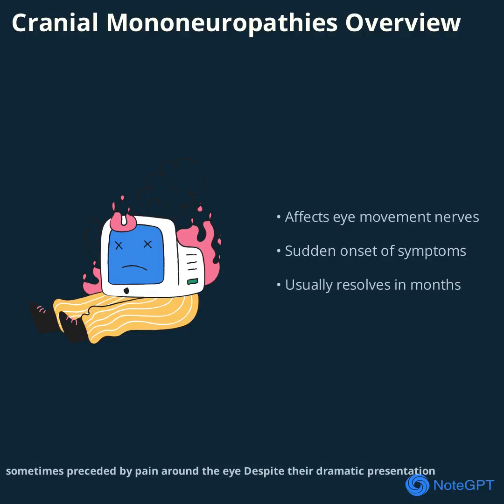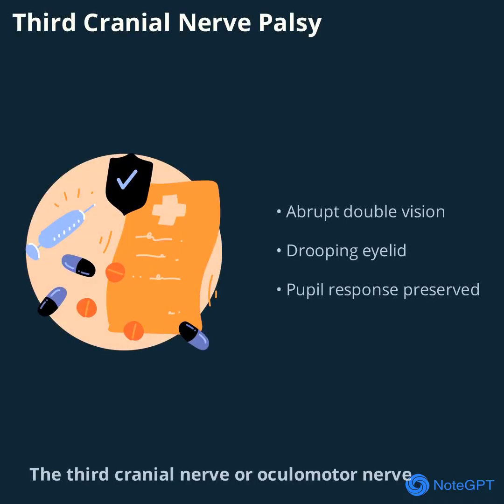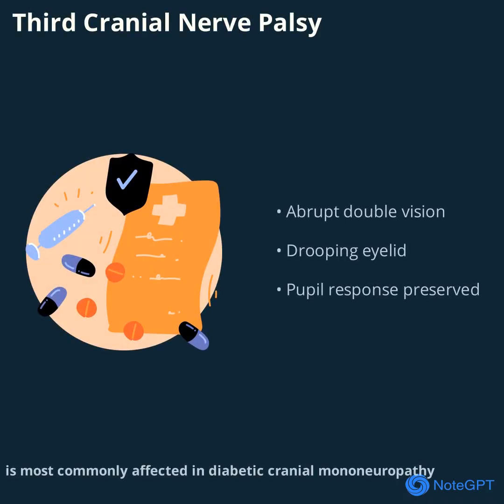Despite their dramatic presentation, cranial mononeuropathies in diabetes usually resolve within a few months, often with minimal or no lasting effects. Understanding these features helps distinguish them from other, more serious neurological conditions. The third cranial nerve, or oculomotor nerve, is most commonly affected in diabetic cranial mononeuropathy. Patients often notice abrupt onset of double vision and drooping of one eyelid, sometimes after a few days of pain above or below the eye.